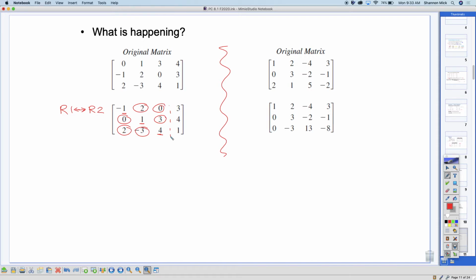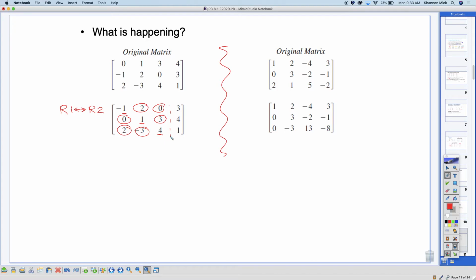Okay, so what happened from the original to this next one? Did we change row 1? No. Did we change row 2? No. Again, I told you I was wanting the 1s and 0s, so I have a 1, I have a 0, I'm good there, right? So I wouldn't be changing that. What row did I change? I changed the bottom one. What happened to it? You added a multiple of a row to another row.